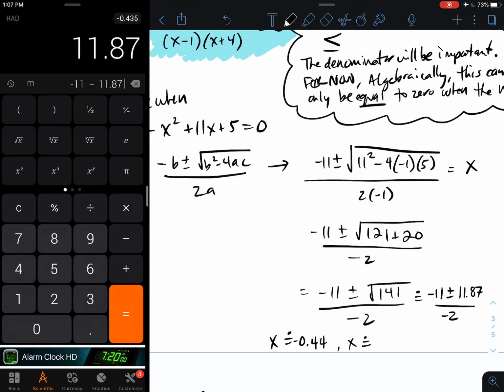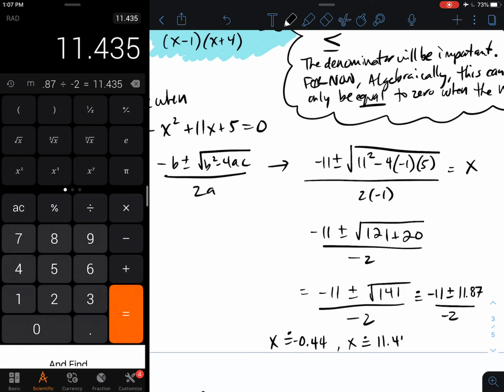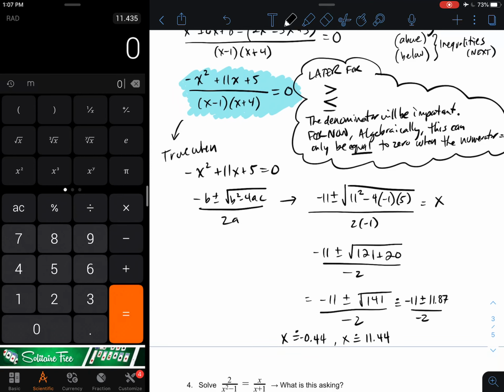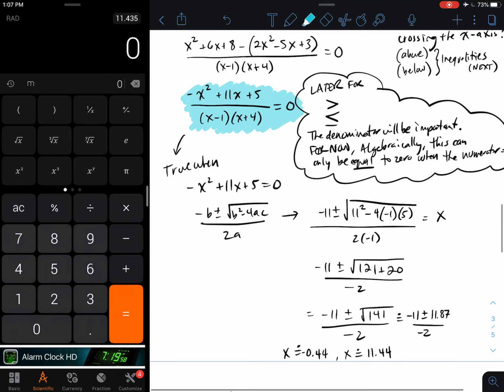Now, normally I wouldn't be using this rounded value to do this calculation. I would use the exact value and keep it in my calculator. However, the calculator that I'm using is just a little bit too simple, so it doesn't let me do that. So just a heads up: when you can, don't round until the very, very last step. Okay, so we have these two answers.